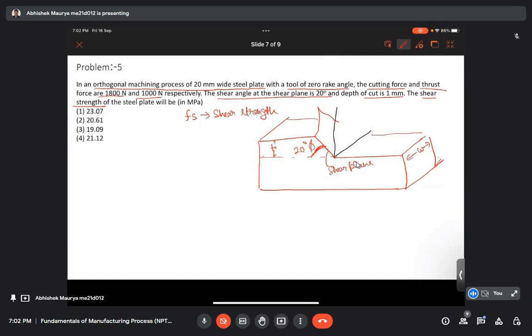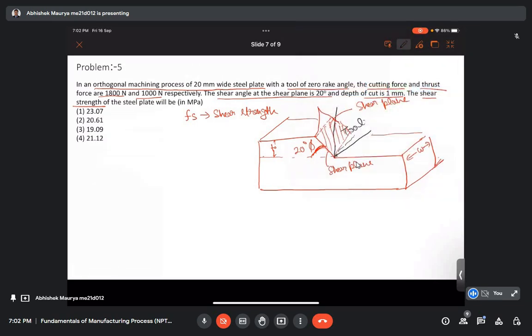So let's quickly see what is happening here. Here we have the tool, and this tool also has the same width as the workpiece, and we are trying to remove the material from the workpiece, and the material is removed along this hashed plane, that is the shear plane. And what has been given? Cutting force and thrust force.